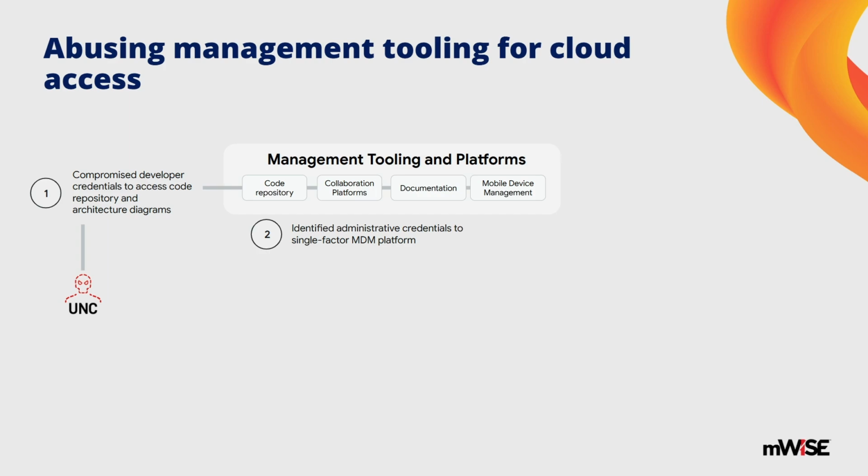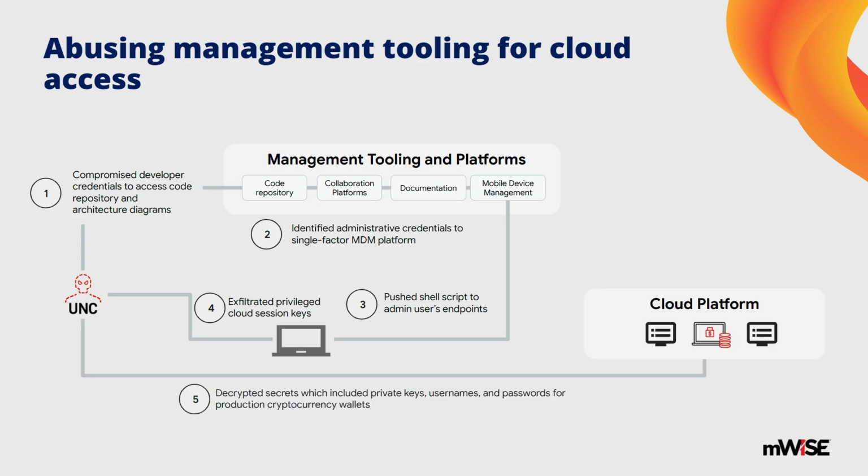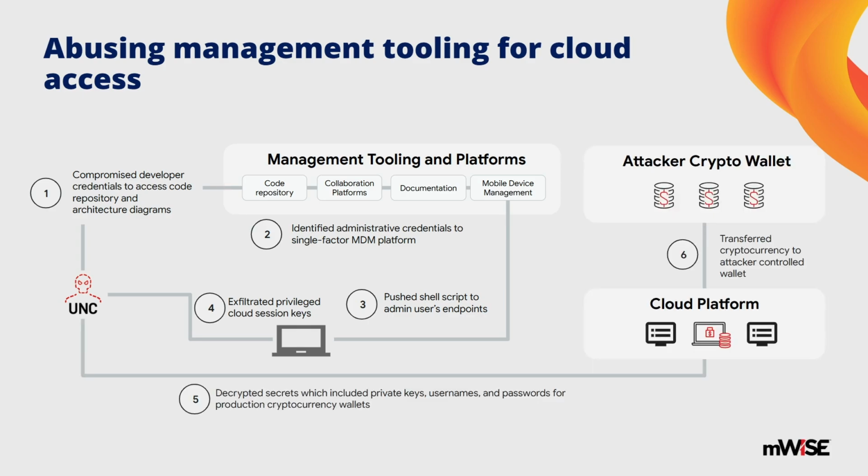And all this activity was over the course of a few months, and then once they were ready to execute their attack, the next couple of steps came over the course of a few hours, where they were able to push a malicious script from that mobile device management platform to targeted users' endpoints and exfiltrate AWS session keys off an administrator's device. And because these session keys were already authenticated with MFA, the attacker was then able to essentially replay these keys to access the AWS console and then achieve their goal of transferring cryptocurrency to that attacker-controlled wallet.